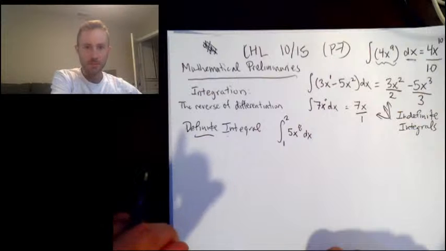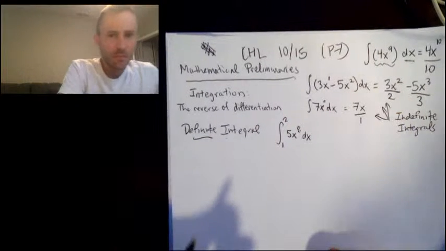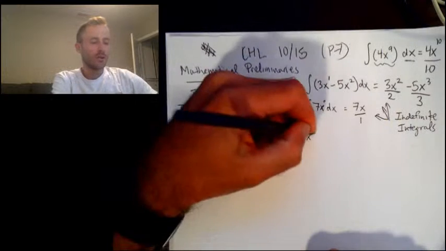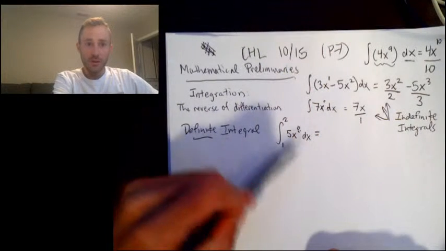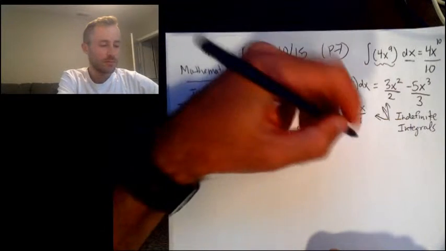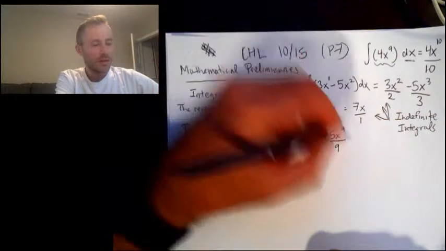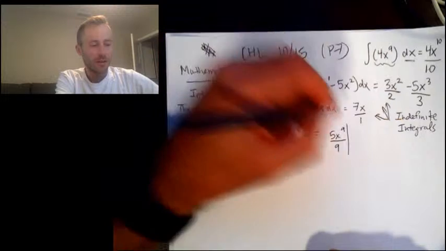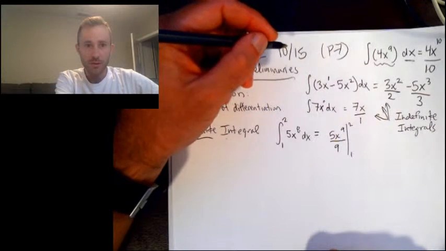Okay, so what you want to do is start off by just doing the integration like it were an indefinite integral. So we bump up the power by 1, 5x to the 9th, then we divide by the bumped up power. Okay? And then I'm going to put a little line right here, and I'm going to write 2 and 1 just to remind myself that those are the limits of integration.